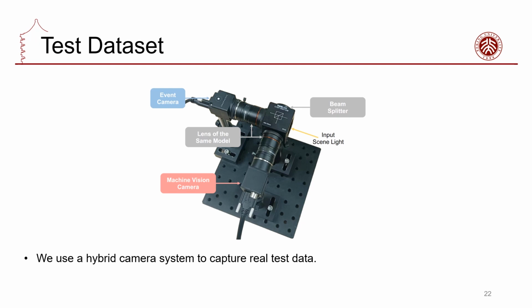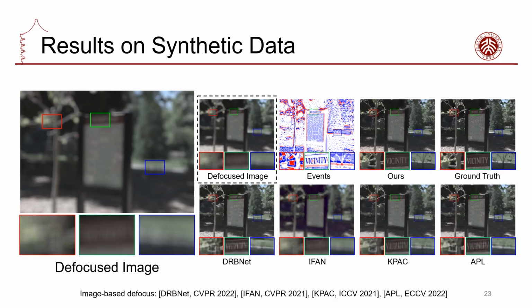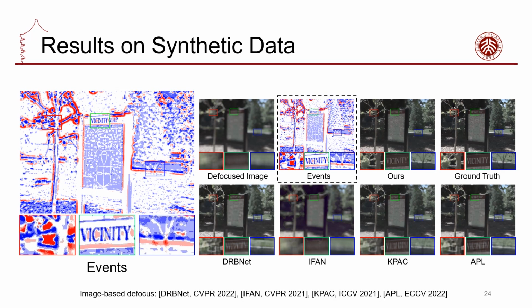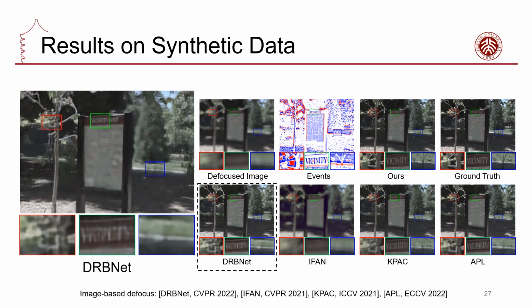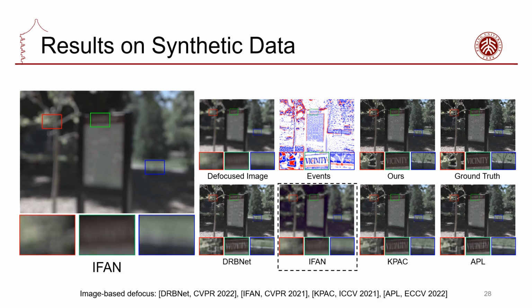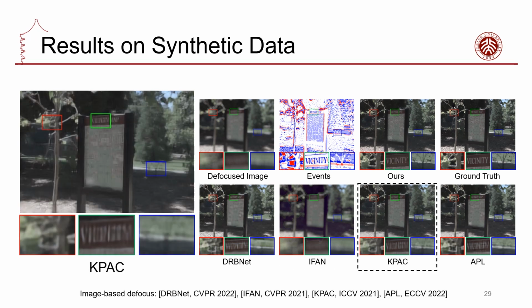It is composed of an event camera and a machine vision camera. They are connected with a beam splitter. Here are some results of our method on synthetic data. This data is generated from the light field dataset ED-DOF. Compared to the image-based methods, our method has additional event focal stack information as input, so it performs better.